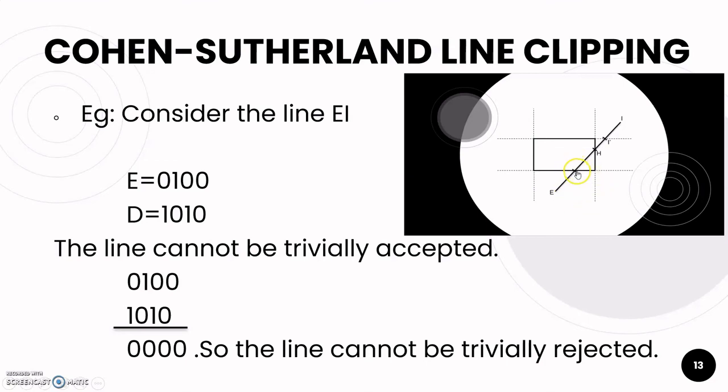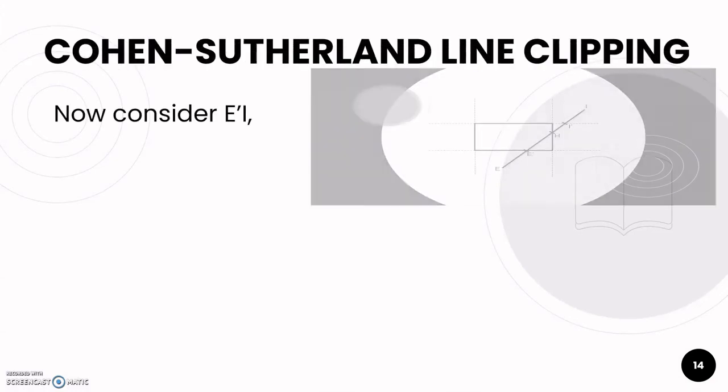So first we are clipping E dash. Only E dash we are clipping. So E I is being clipped on E dash. Now we'll find out what is next. So the first iteration is we're clipping on E dash. Let's see the code of E dash.